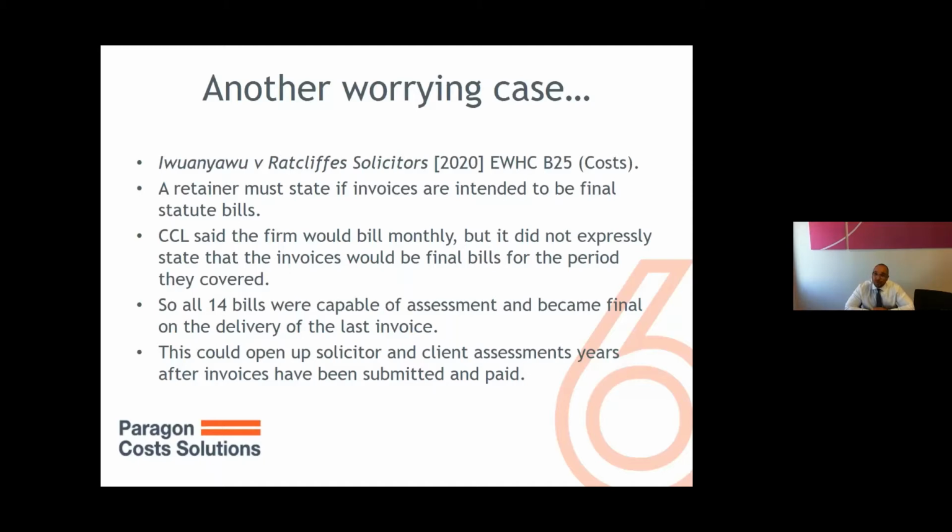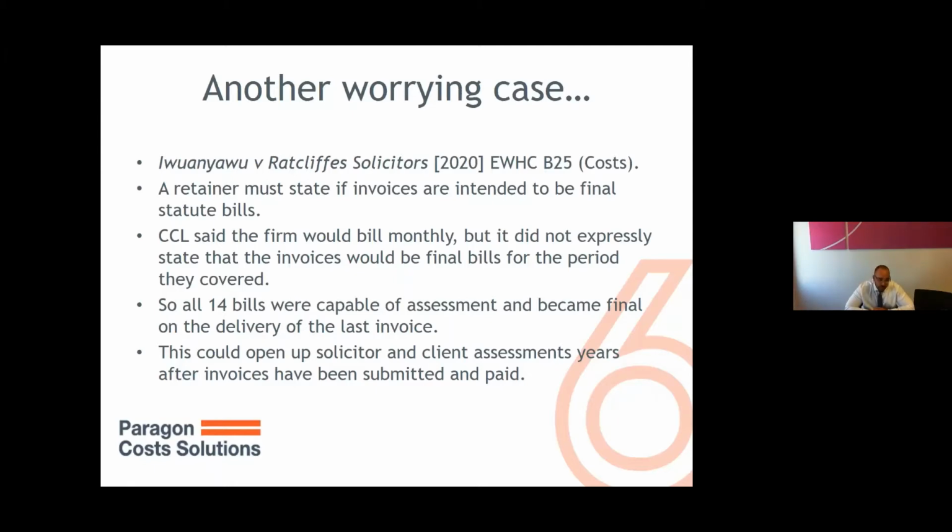And of course, over the course of those 5 years, you would have paid the VAT on those invoices and paid your staff and overheads, and then the client at a later date is going to say, actually, I want all of these assessed and they should be a much lower amount. This is a worrying decision.